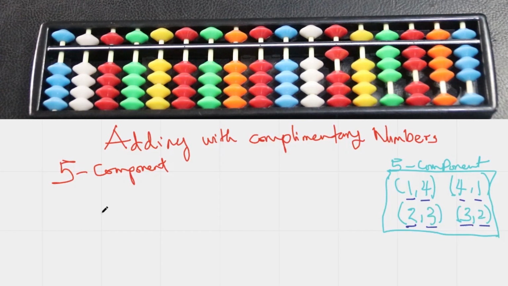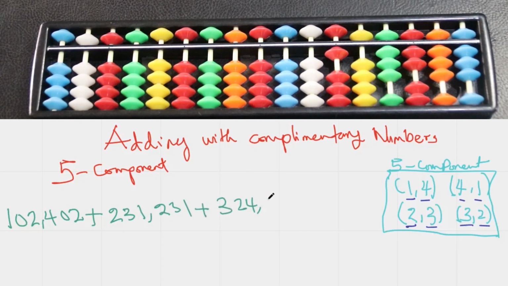Let's do question number 11. Yeah, it looks bulky. Question number 11. Still on page 61, we have 102402 plus 231 plus 324221 plus 221121. What is your answer?